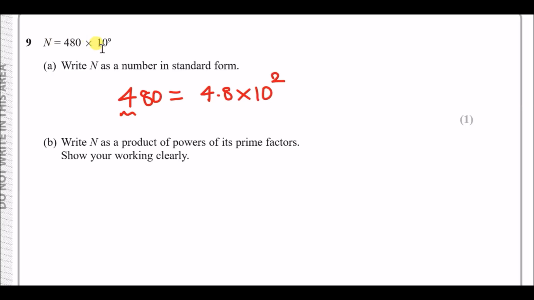Now for the whole equation here, for n, because we have an additional 10 to the power 9, you'll essentially be adding the powers, because when you multiply two terms with the same bases, you add the powers. So we say therefore n equals 4.8 times 10 to the power of 11, and that's it, all done.